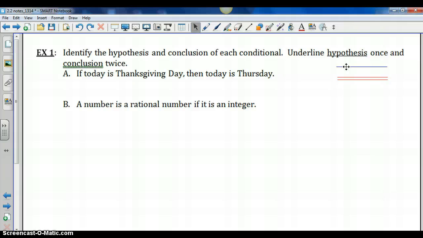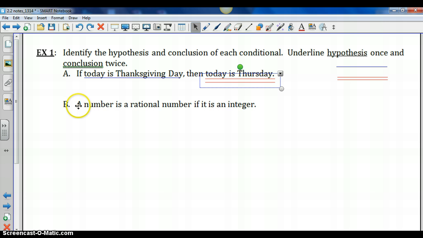If today is Thanksgiving Day, then today is Thursday. The condition that must be met in order for it to be a Thursday in this statement is that it is Thanksgiving Day. That's the hypothesis, following the word if. The conclusion follows the word then. Today is Thursday.